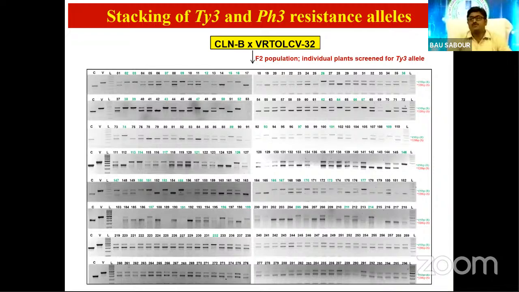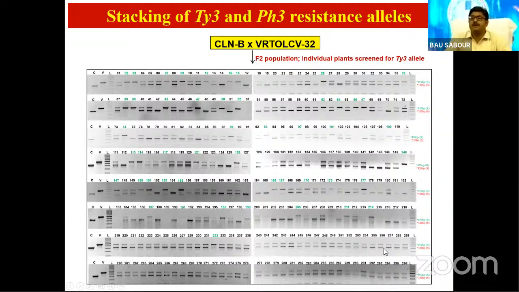So this genotyping was first done for the Ty3 resistant allele. You can see here that the lines which have the lower band are carrying the susceptibility allele. The lines which are carrying both the bands are heterozygous in nature, and the lines which are carrying only the upper band are the resistant allele containing lines in homozygous condition. So we identified the lines and marked them by the green lettering.